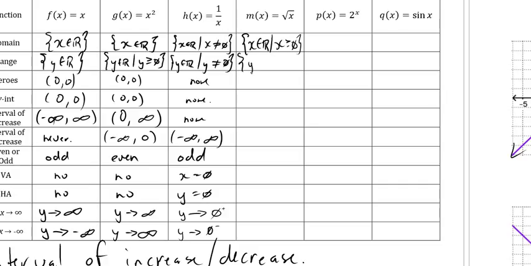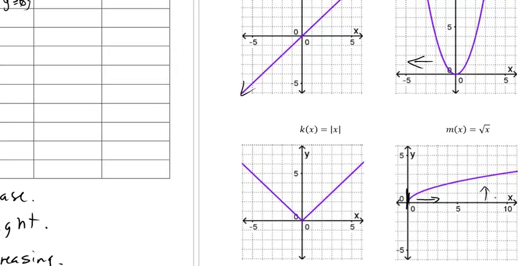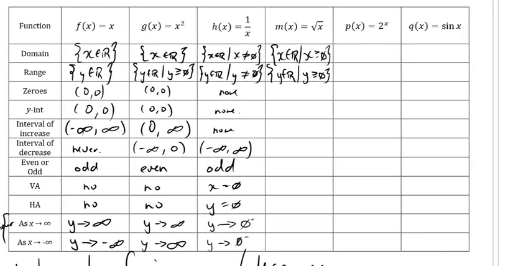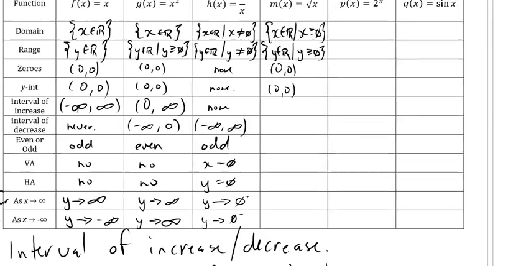And what's the range? Y is an element of the real numbers. Again, this is the parent function such that y is greater than or equal to 0 as well, because it will always be above the x-axis. It has 0 at 0, 0: the y-intercept, x-intercepts, the origin. Interval of increase. Interesting. So this is a good one. Starts at 0 and increases forever beyond that.